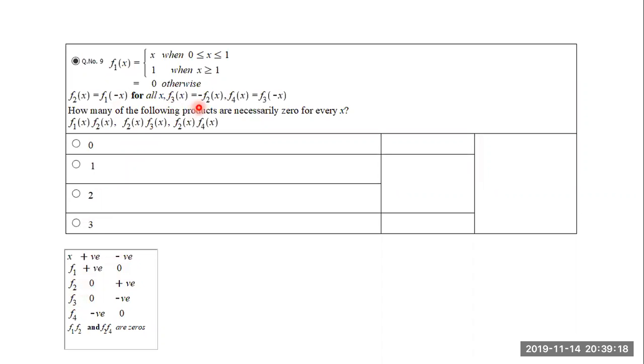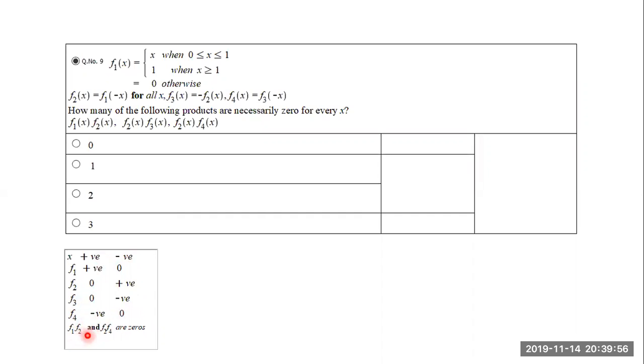f3 is equal to minus of f2(x). So minus of f2(x) means if this is 0, minus of 0 is 0. And this is positive, so minus of positive is negative. So I will take 0 and negative. What is f4? f4 is equal to f3 of minus x. What is f3 of negative? f3 of negative is negative. Correct? f3 of 0 is 0. Therefore, negative and 0.